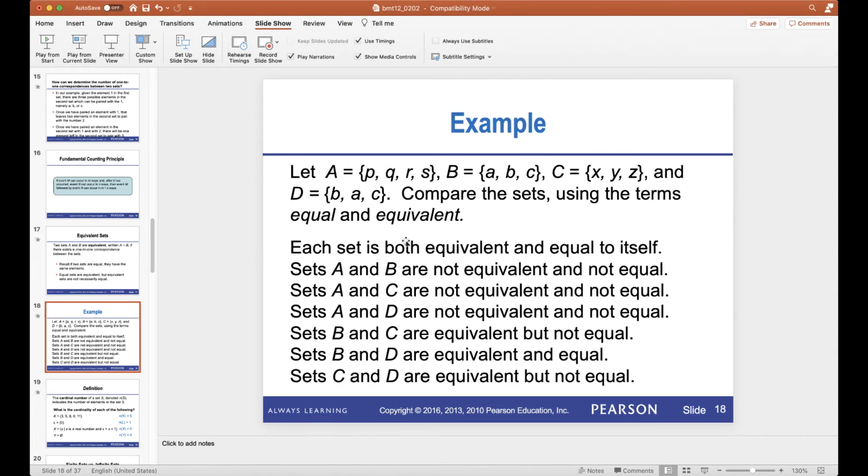Okay, so here's a lot of examples. A is equal to {P, Q, R, S}, B is equal to {A, B, C}, C is equal to {X, Y, Z}, and D is equal to {B, A, C}. Compare the sets. Each set is both equivalent and equal to itself, which is obvious. You're comparing it to itself, so it has to be equal and equivalent to itself, right?